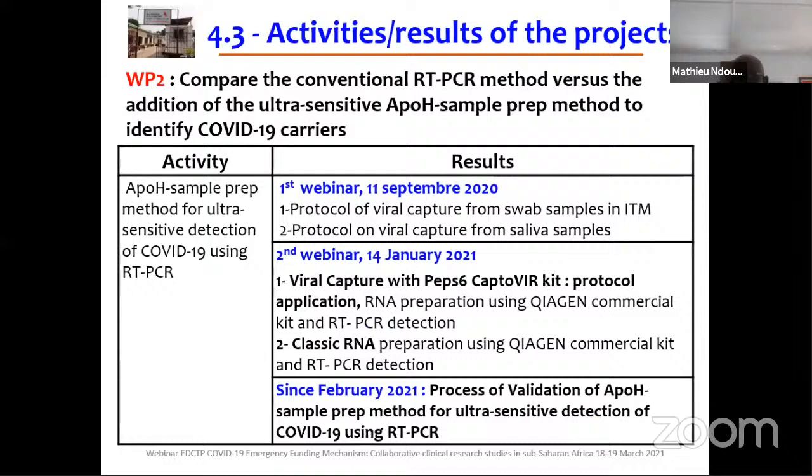In work package two, compare the conventional RT-PCR with APOH. We had two webinars for protocol and to conduct activity in the laboratory. Since February this year, we are in the process of validation of a protocol in our laboratory.